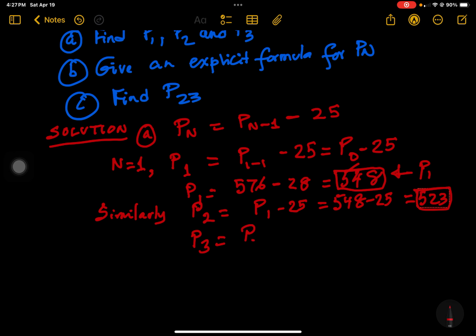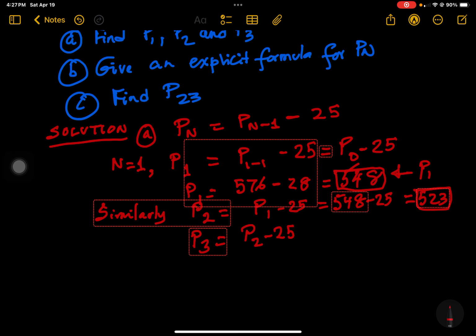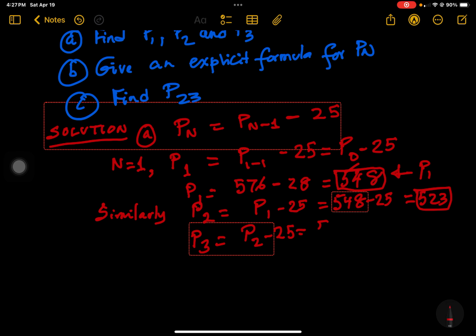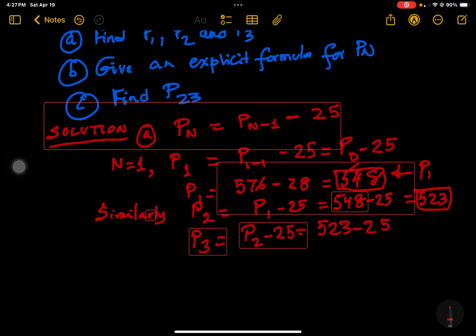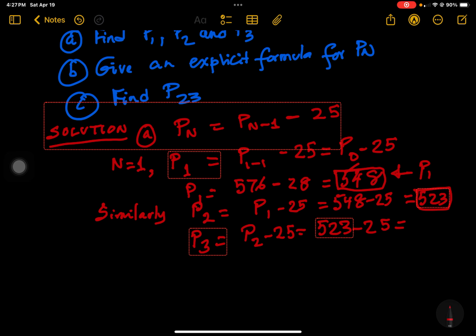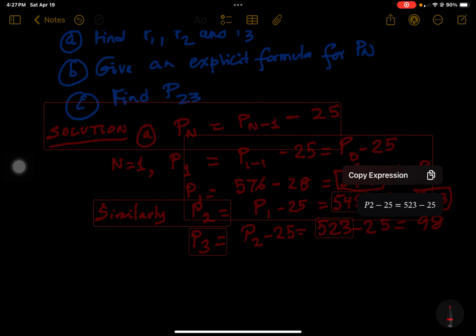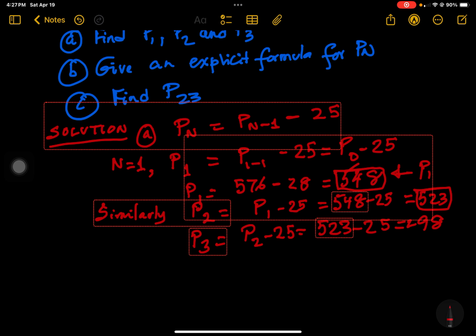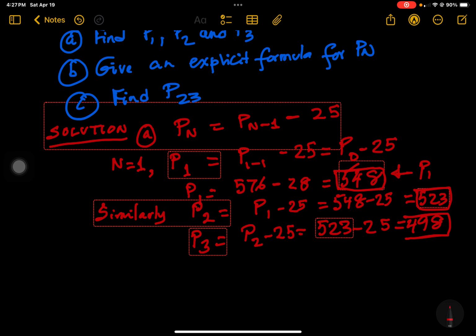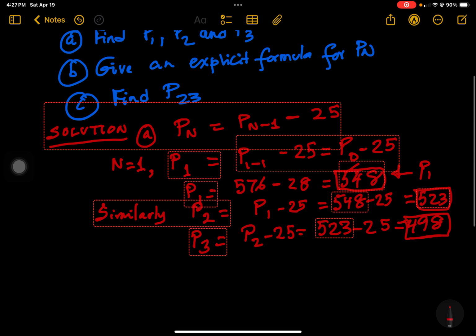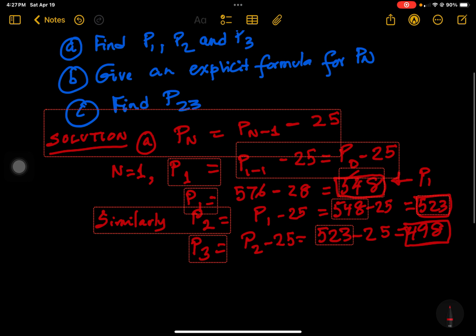P3 will be equal to P2 minus 25. So it will be 523 minus 25. So those are the answers for part A, P1, P2 and P3.